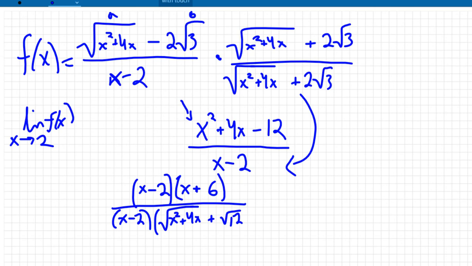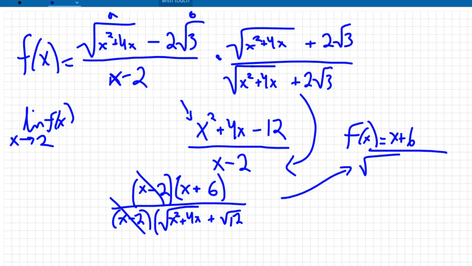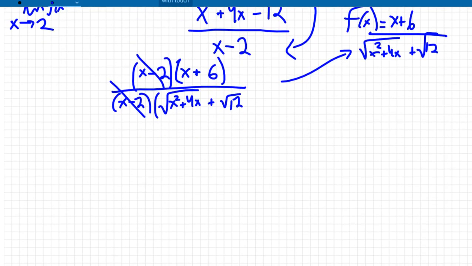So as you see, the x minus 2's cancel out. And that's really the crux of this problem, is we get that x minus 2 out of the equation. And we're just left with the function of x equals x plus 6 over root of x squared plus 4x plus root 12. Alright, and then we can evaluate our limit at 2 now.